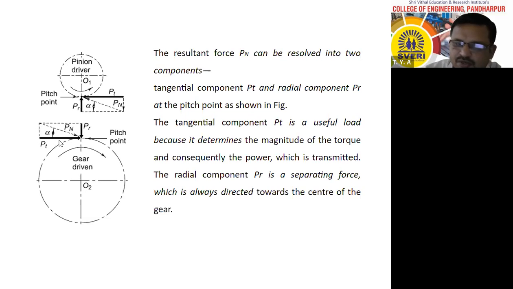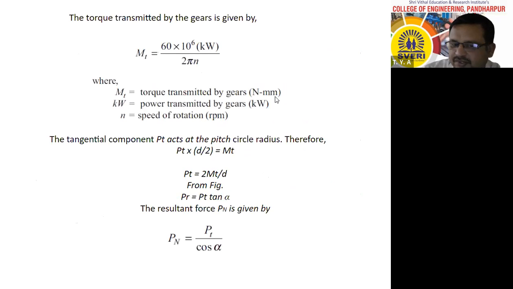And how to find out the value of PT? You can take cos alpha. Cos alpha is equal to PT upon PN. Therefore, PT is equal to PN cos alpha. Or tan alpha is equal to PR divided by PT. Is it correct? Therefore, from this right angle triangle, you can find out the relation between PT, PN and PR in terms of alpha. And alpha is nothing but the pressure angle.